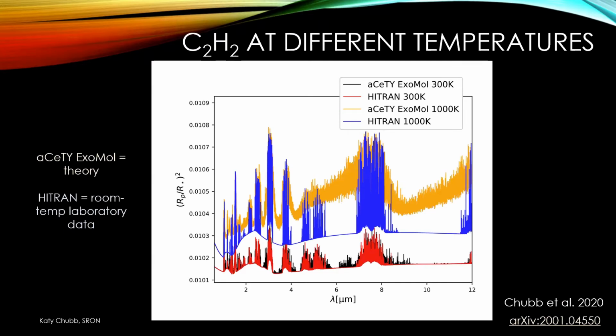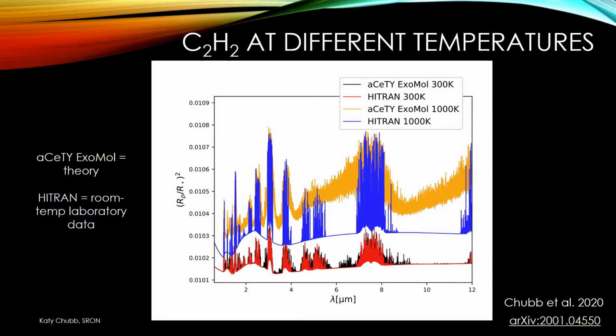So this is an example to illustrate the importance of temperature dependence. Here we have some model atmospheres which contain only acetylene, or C2H2. We either use the data computed from theory, so this is what I computed during my PhD, the ExoMol data, or the HITRAN data, which is based on room temperature lab measurements. You can see that at 300 Kelvin, there is not so much difference between the two.